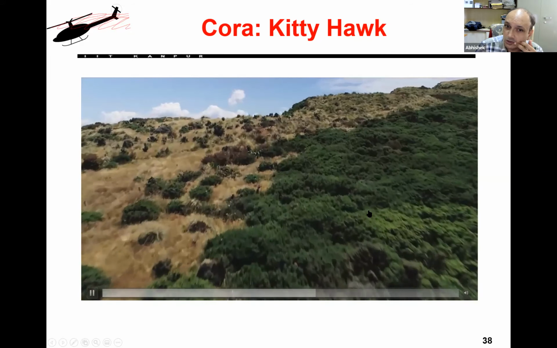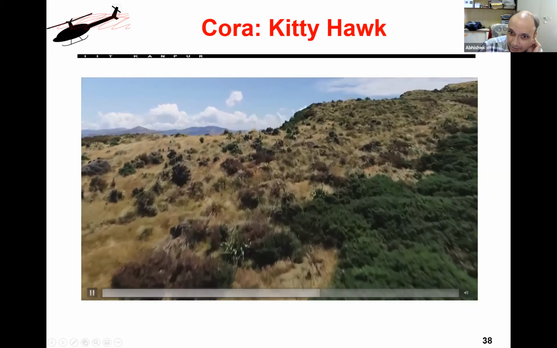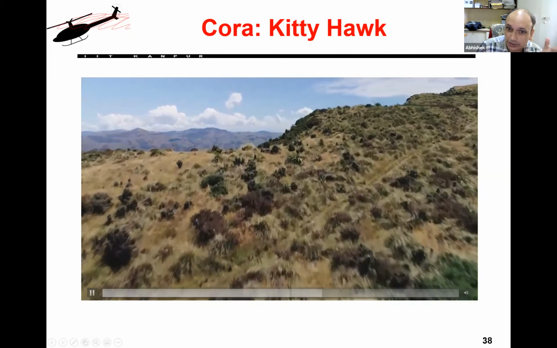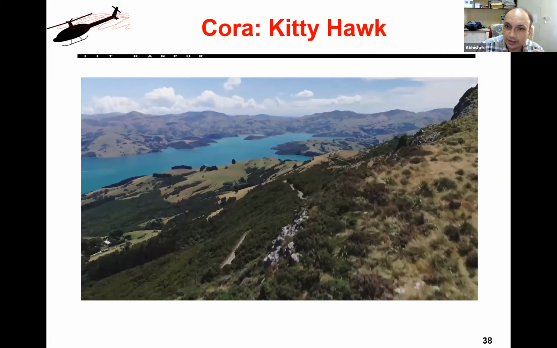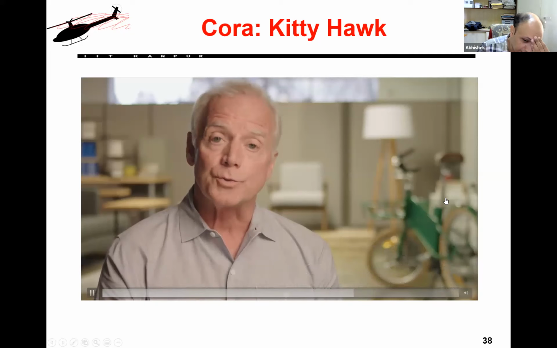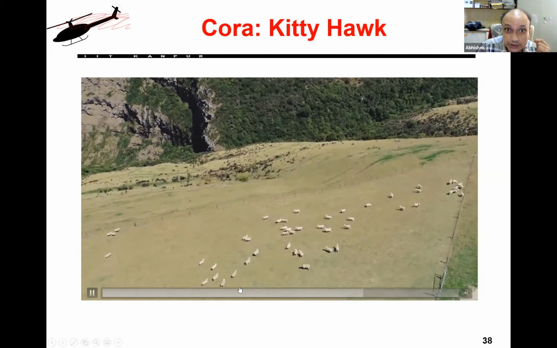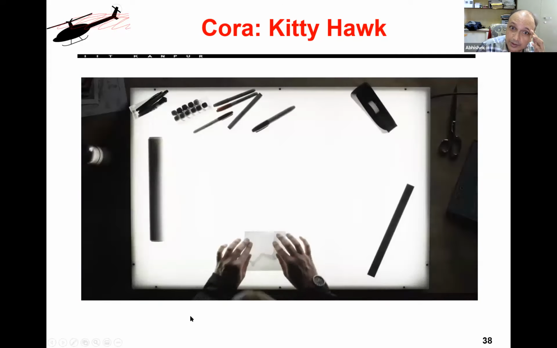Now they did not get permission to fly in America, so they did their test flights in New Zealand. I think New Zealand is like a safe haven for everyone because they have very liberal aerial vehicle rules. As a result, a lot of people go to New Zealand to test their prototypes and concepts. So that is Cora from Kitty Hawk.